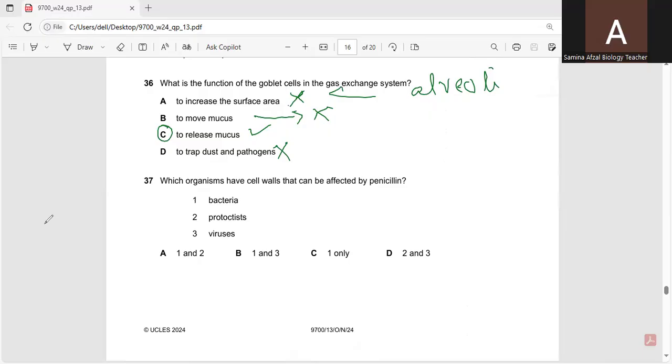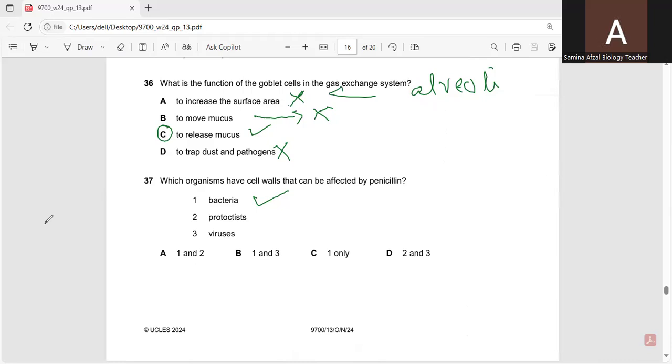Next question, which organisms have cell walls that can be affected by penicillin? First of all, the bacteria, their cell walls are made up of peptidoglycan, and penicillin, which is an antibiotic, directly affects the walls of the bacteria. So the target of the penicillin is the peptidoglycan walls of the bacteria. So this is correct.